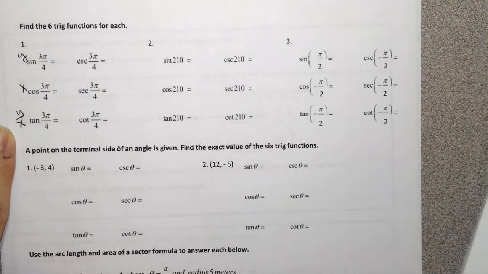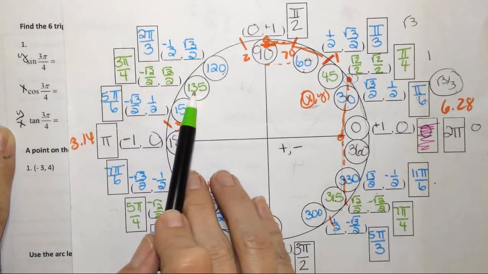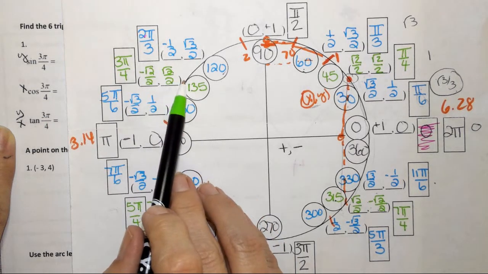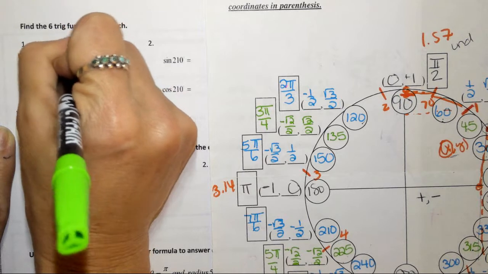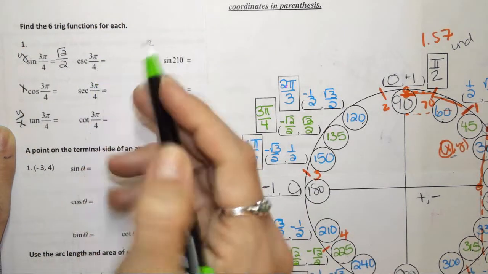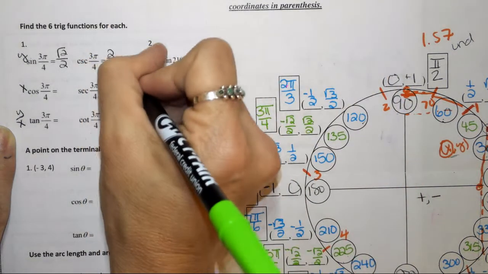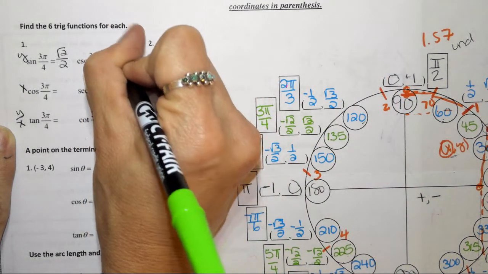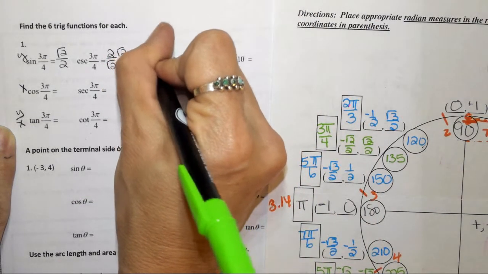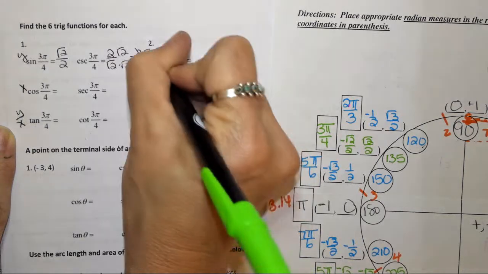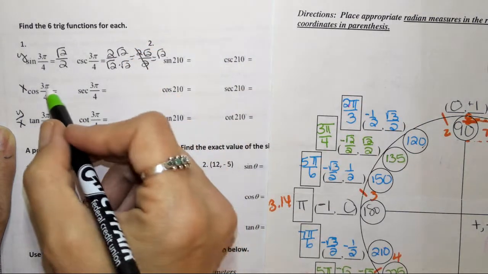So let's go find 3 pi over 4 on my circle. 3 pi over 4 is right here. And they want to know sine first. So sine is the y value. So it's root 2 over 2. To get cosecant, I simply flip it upside down. And dun dun dun, trashy math. I'm going to fix my trashy math. Multiply top and bottom by root 2. And I get 2 root 2 over 2, which cancels. So all I have is root 2. Okay, let's go do it again.